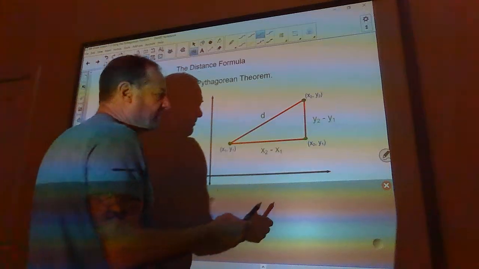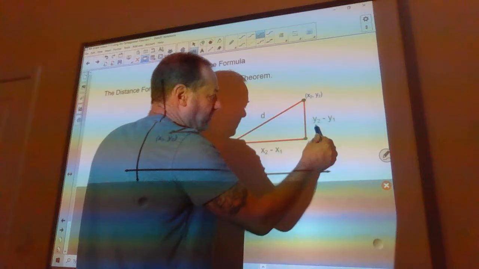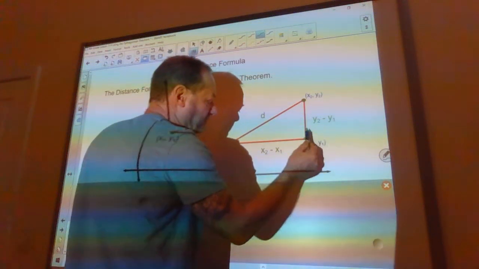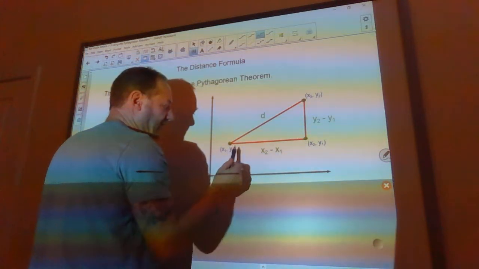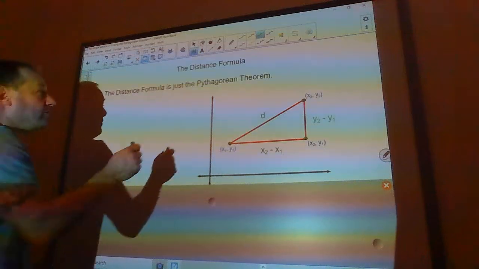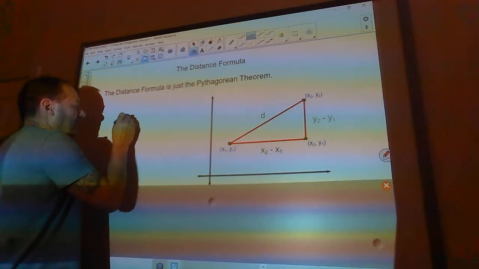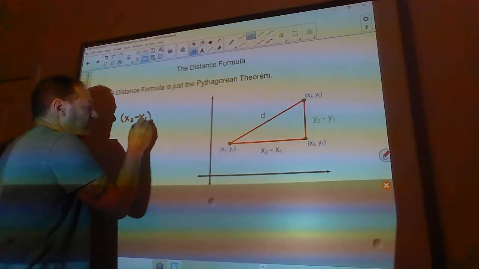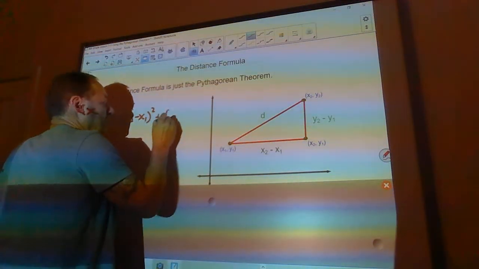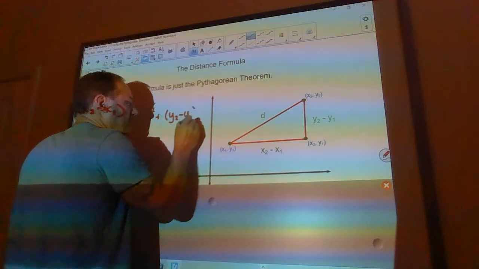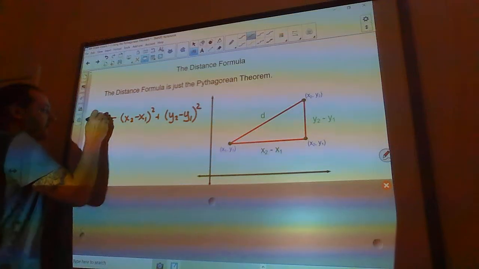So, if I want to know the distance here, the x coordinates are the same, so I can't do anything with them, but I can subtract the y coordinates. So this distance right here is y2 minus y1. And this distance right here is x2 minus x1. Okay, now I can do the Pythagorean theorem on this, right? So, the leg squared, x2 minus x1 squared, plus the other leg squared, y2 minus y1 squared, equals the hypotenuse, which is d, squared.